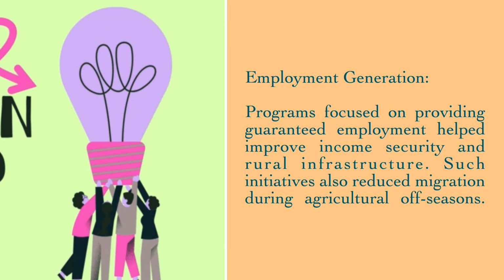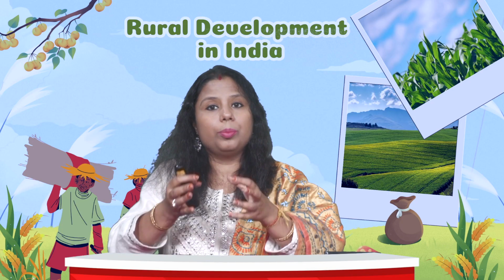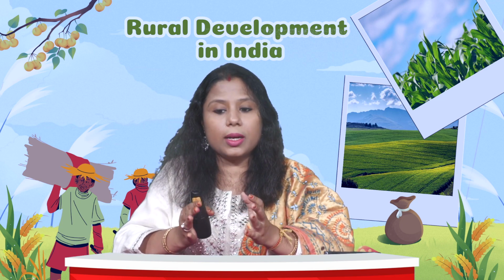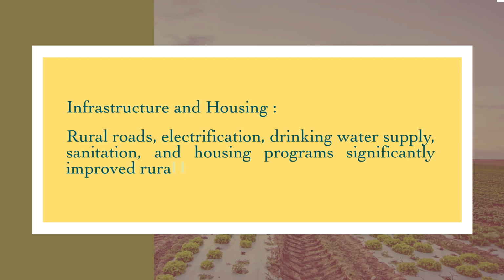Such initiatives were also aimed at reducing migration and reducing the socio-economic disparities in rural areas, where these programs were introduced to improve the socio-economic well-being of the rural population. Then we also had rural development programs which catered to developing rural infrastructure and housing. Infrastructure in terms of rural roads, electrification, drinking water supply, sanitation, and also several housing programs which significantly improved rural living conditions over the period of time.